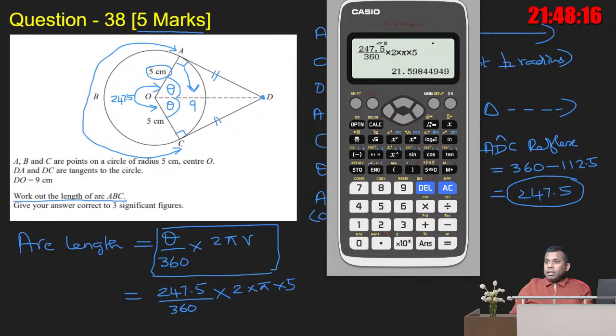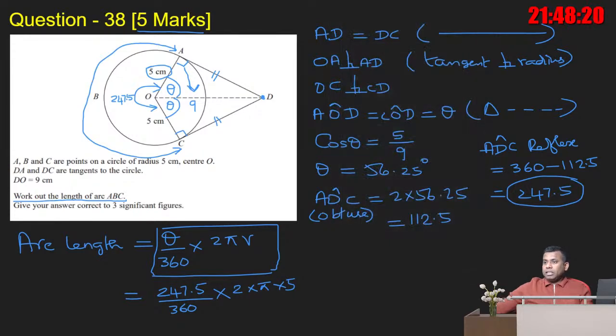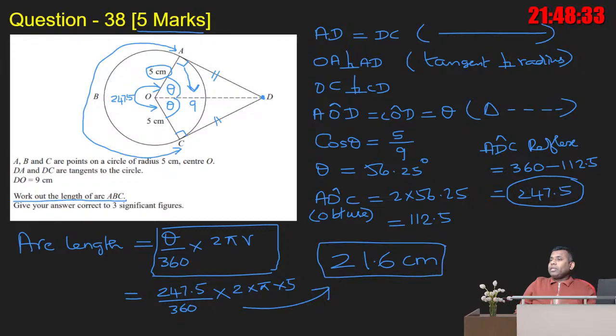The answer in decimal is 21.6, right? 21.6 is the correct answer. So 21.6 centimeters is the arc length. So that is the answer.